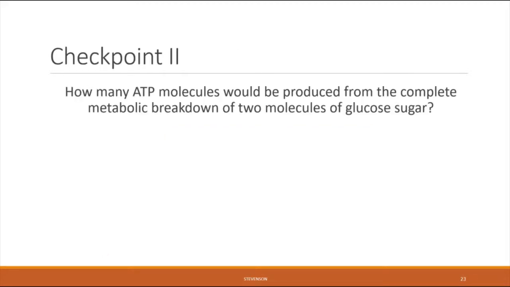So we just finished talking about the grand total number of ATP molecules that would be created as a result of a glucose molecule being broken down over the course of these 3 steps of cellular respiration. In this checkpoint, what I want you to tell me is how many ATP molecules would be produced if 2 molecules of glucose sugar were completely broken down in cellular respiration. Not 1, but 2 glucose sugar molecules.